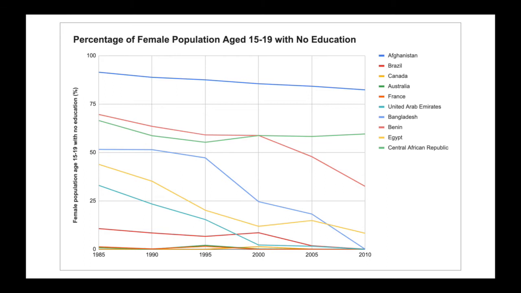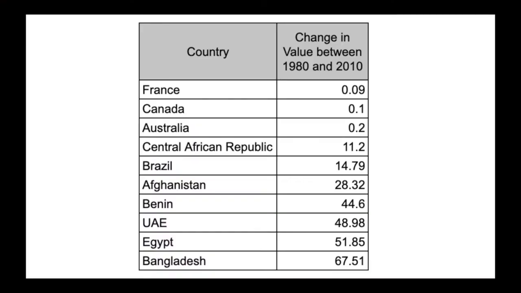Three other countries have seen huge improvements, these being UAE, Bangladesh, and Egypt, going from between 25 and 50% to practically 0% in 2010. Afghanistan, which has also seen improvements, still has, however, a very high proportion of uneducated females. The country with the biggest change is Bangladesh, as stated before, which has seen a decrease of 67% in its percentage of females aged 15 to 19 with no education since 1985. This is a magnificent decrease in inequality.